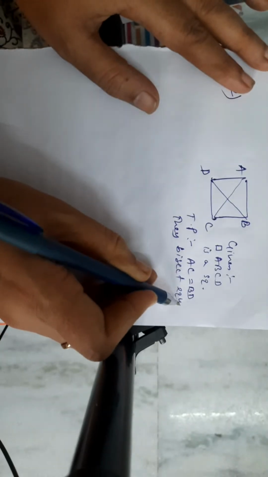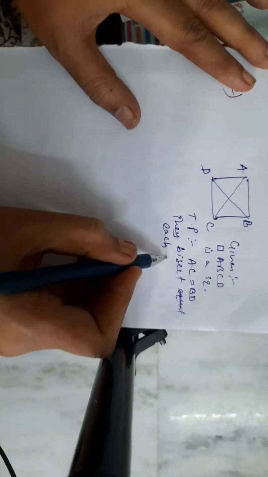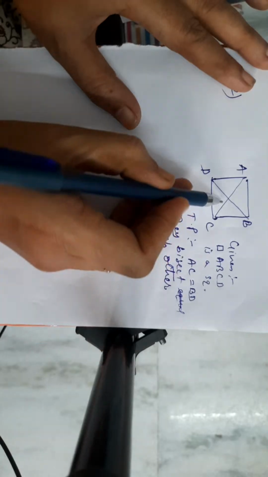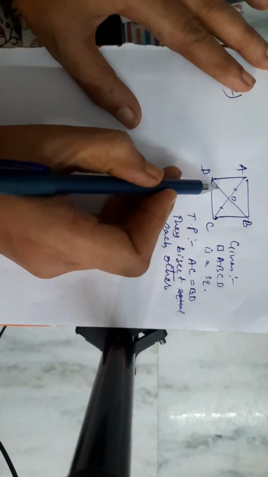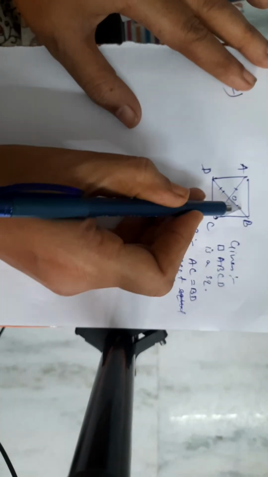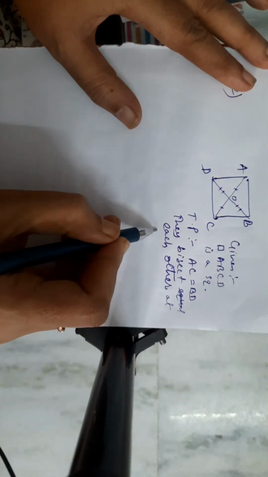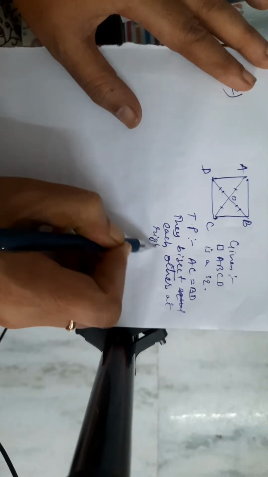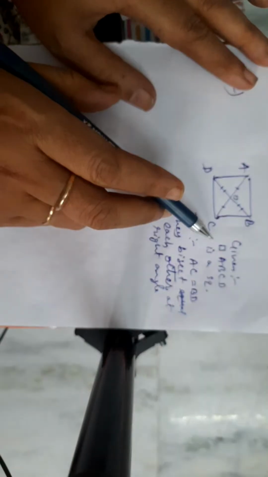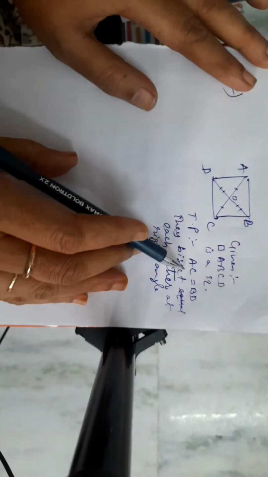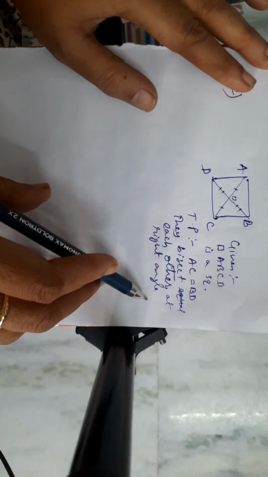So what do you mean by bisect? It means they are dividing each other into equal parts. That is, if they bisect at O, OA will be equal to OC and OD will be equal to OB. They are bisecting each other at right angle, which we need to prove. So totally three things we need to prove. The first one, we need to make it a square. The second one, we need to make the diagonals equal. And the third one, we need to show that they are bisecting each other at right angle.